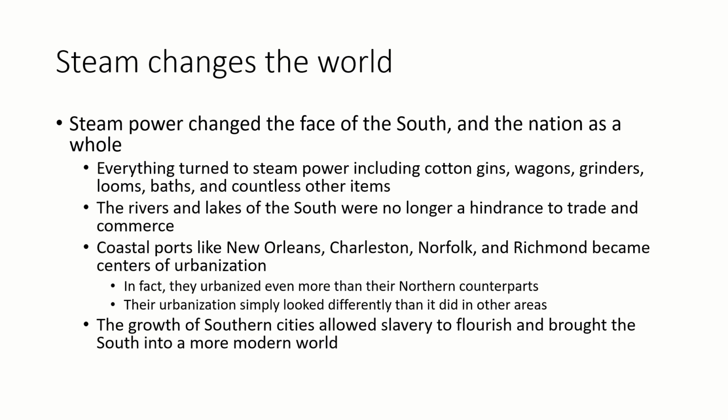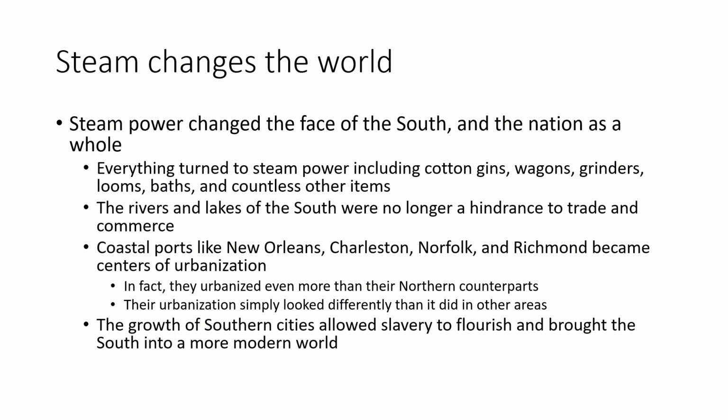Coastal ports like New Orleans, Charleston, Norfolk, and even Richmond became targets of steamboats and coastal carriers. Merchants, traders, skilled laborers, and foreign speculators and agents flooded these towns. In fact, the South experienced a greater rate of urbanization between 1820 and 1860 than the seemingly more industrial urban-based North.